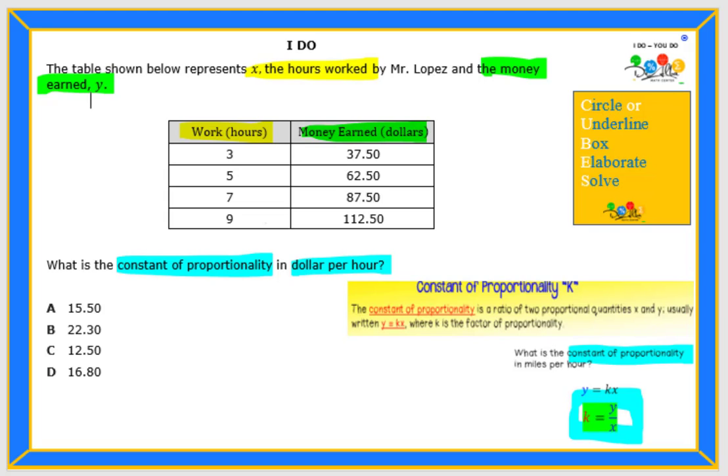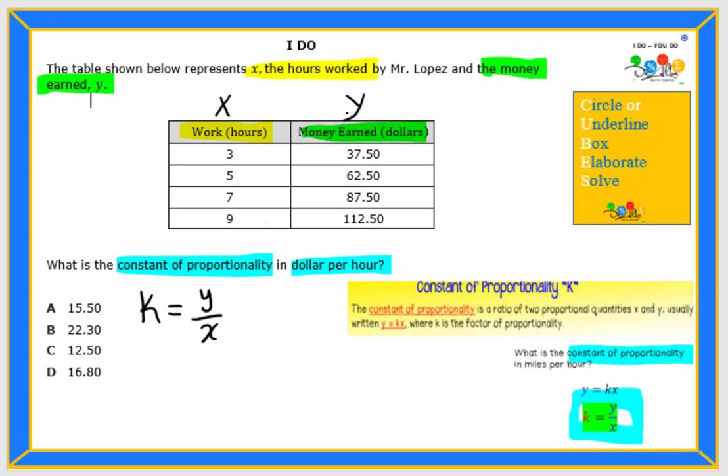So we're going to use our equation k equals y over x, the ratio of y to x. As we can see here, and we color coded, x is the hours worked, so this column is x, and y is the money earned, so this column is y. Since they are already telling me that this is proportional, I just need to pick one point. I can pick any point I want on a table.